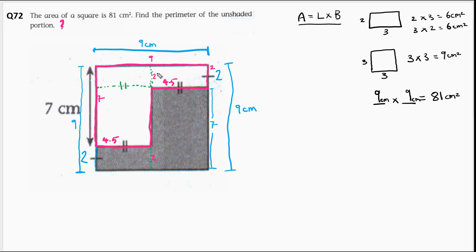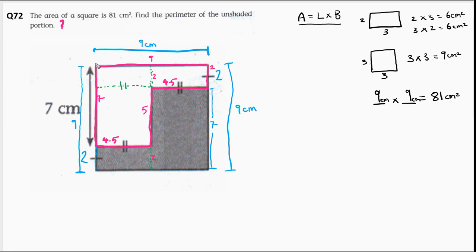And if this is 2 and this is 2, if we add them together, they are 4. What's 9 take away 4? Well, that gives us 5. So we now know the length of this side. So I think we can start to add things up.